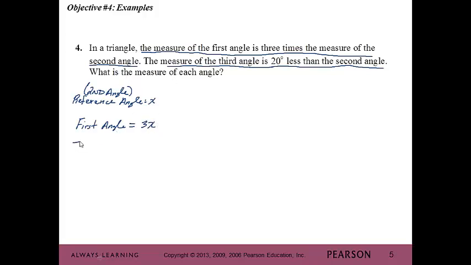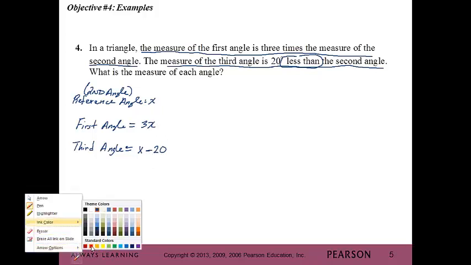Then it says the measure of the third angle is 20 degrees less than the second angle. Well, the second angle is again x, and we know it's going to be 20 degrees less than. Remember, when we see less than, we have to switch the order. So the second angle comes first, which is x, minus 20. So our 3 angles are x, 3x, and x minus 20.